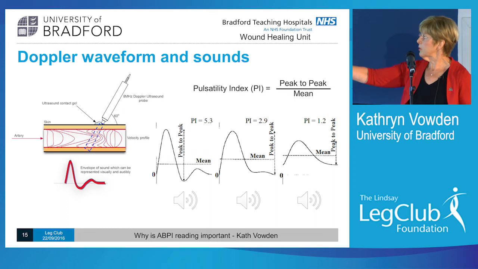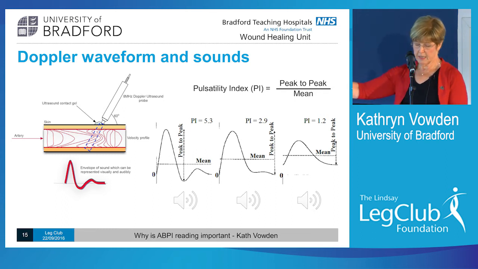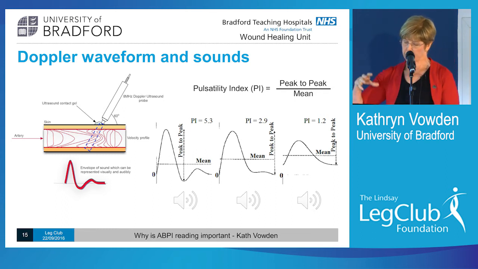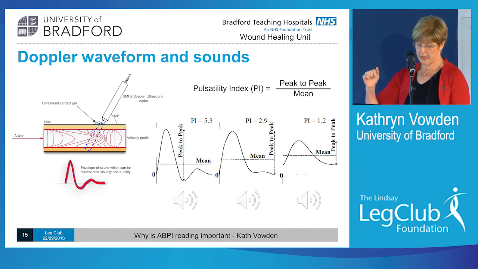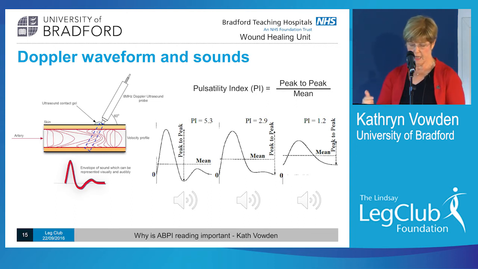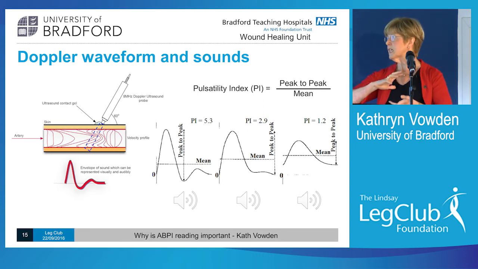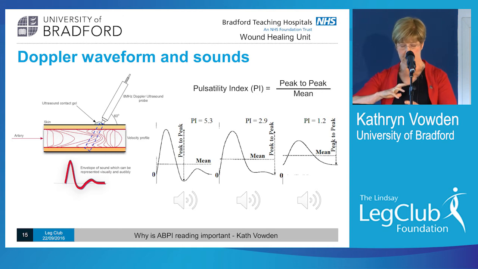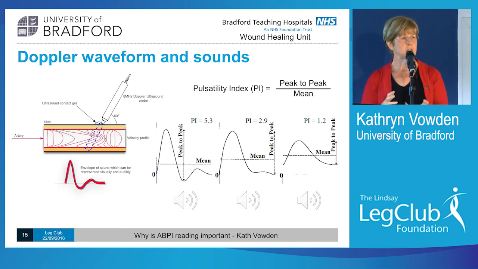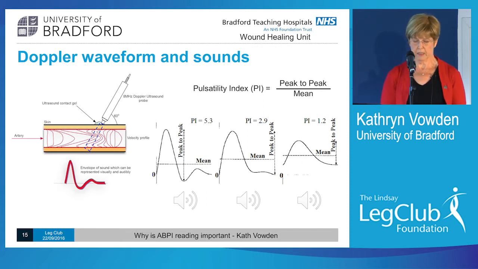But here we see the progressive effect of arterial disease of the flow within the blood vessel. The flow loses its triphasic nature as the waveform becomes flatter and the pulsatility index drops and the sound changes. Again, we can get all that information by just listening to the blood flow using Doppler.